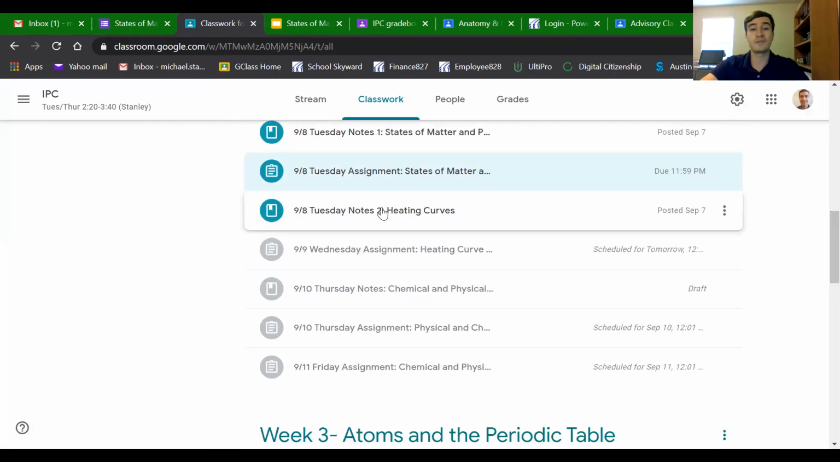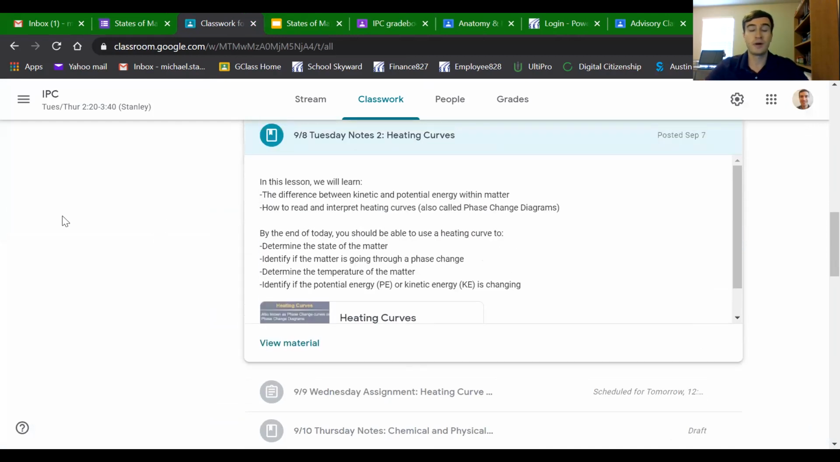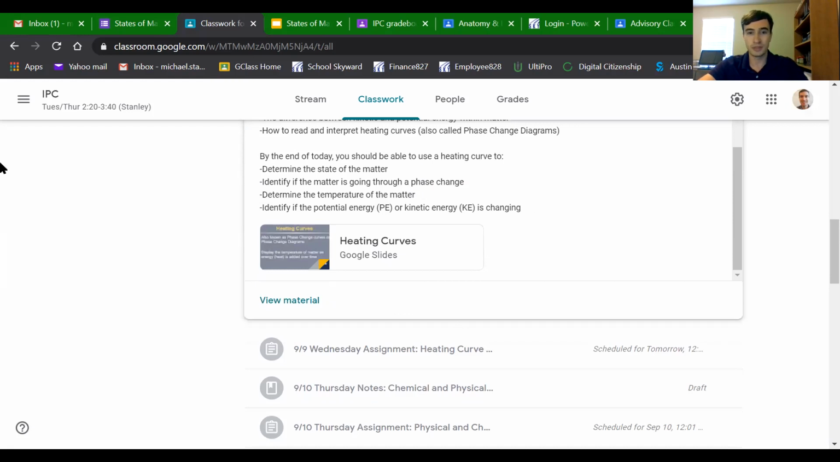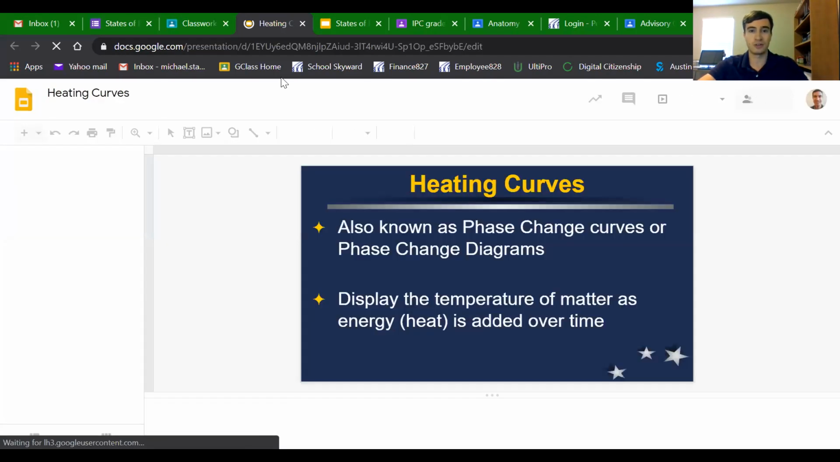So the second part of the notes today are shorter, but a little bit more complicated, which is why I wanted to make sure to go over them before we get to tomorrow, when your assignment that has to do with these notes will be due. So let's take a look at heating curves.